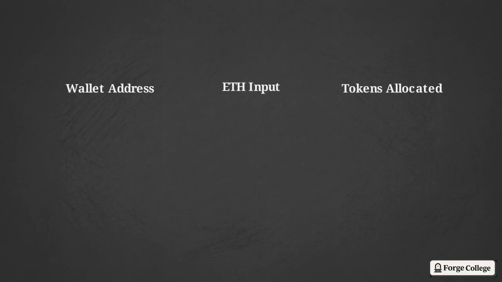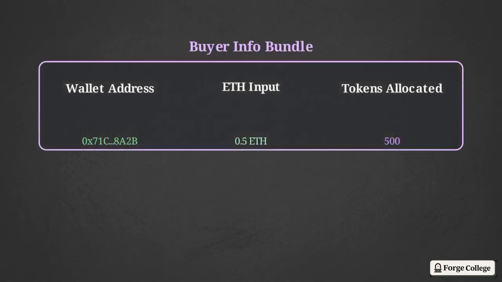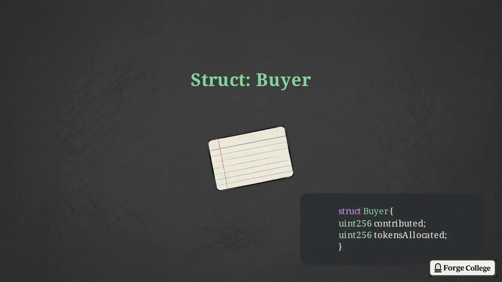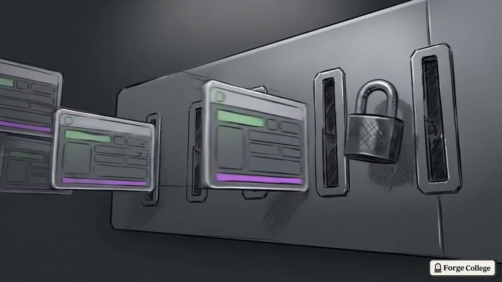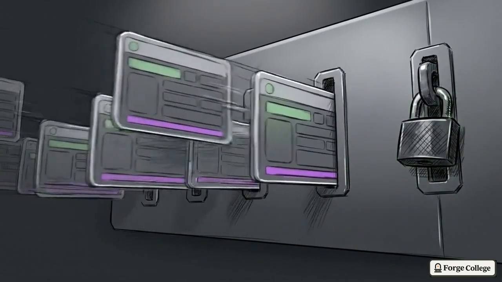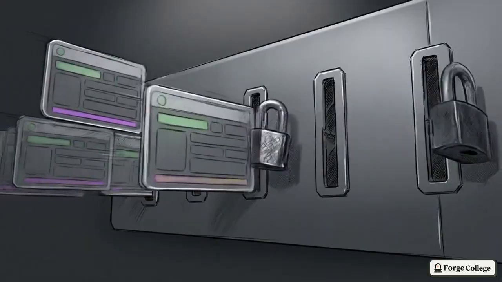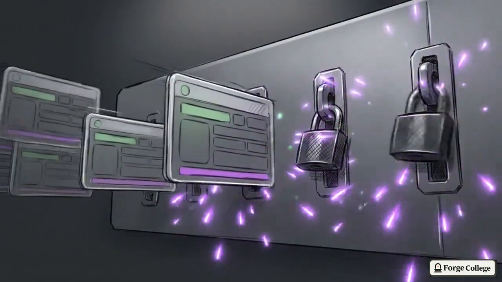In our code, we bundle this info together in a struct, which is just a fancy way of saying a digital index card that keeps the buyer's address, their payment, and their tokens organized in one place. The buy function and this digital index card system work hand in hand. Every single transaction gets locked into a record that cannot be tampered with.